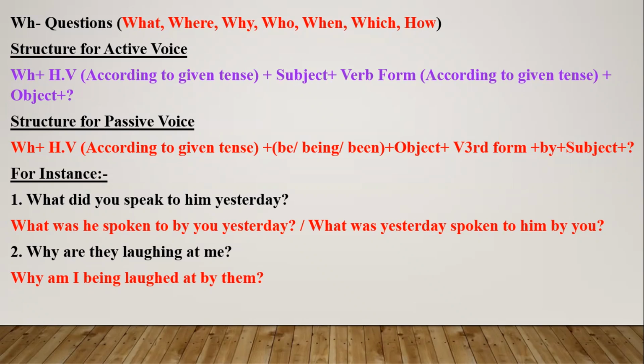Number two, why are they laughing at me? The tense is actually present continuous. So we'll follow the same rule. Why am I being laughed at by them? Basically, in present continuous, we use being. So that's why I have used being. Laughed at is again a phrasal verb. So that's why I didn't separate laugh from at. Basically, they will be together. So that's why the sentence would be like that. Why am I being laughed at by them?